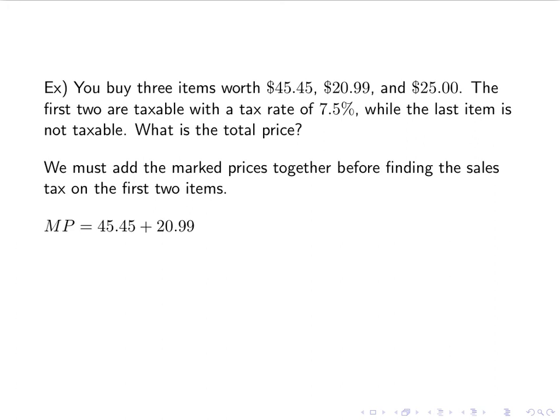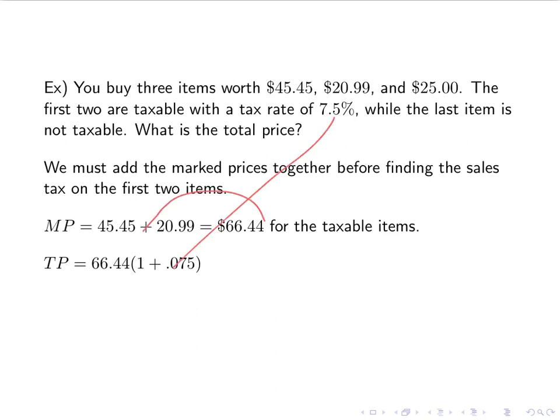So the marked price is going to be the $45.45 plus the $20.99. So just for the taxable items, we have $66.44. Okay, so again, that third item is not taxable. Next, we're going to find the total price of those first 2 items. So TP equals MP times 1 plus R. So I'm plugging in R, I'm plugging in MP, and I get out $71.42, again, for the first 2 taxable items. That's their total price.